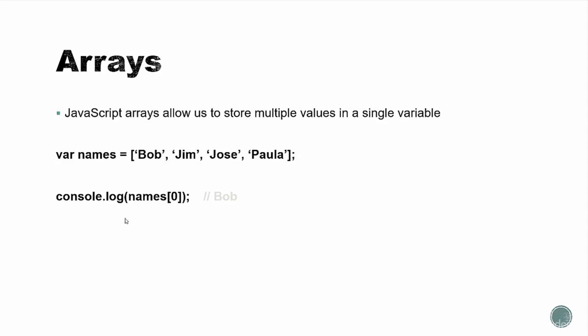Strings do. And then here, if we want to access, let's say Bob, we can console log names and then 0. This pertains to the index of the value in the array. Now it's 0. Arrays are 0 based. So if you want to access Bob, that would be 0. Jim would be 1. Jose 2. Paula 3, and so on. So just remember that arrays are 0 based.